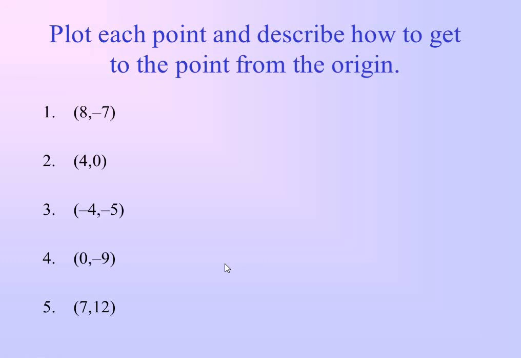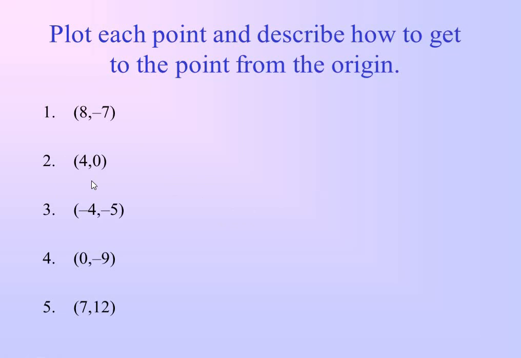And here you have -4 and -5. You will move from the origin to the left 4 units and then down 5 units. In which quadrant is the point? It's in the 3rd quadrant.